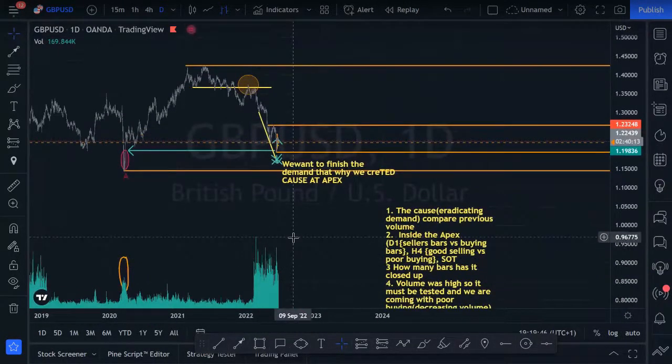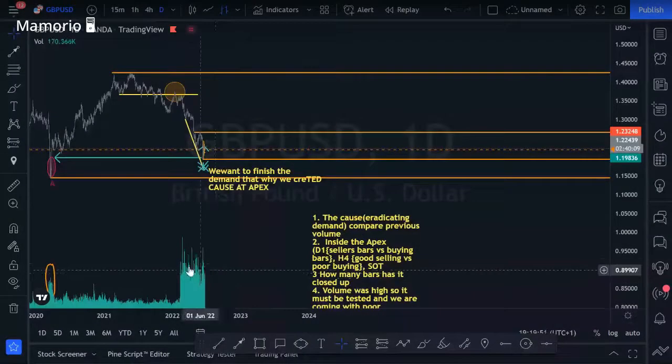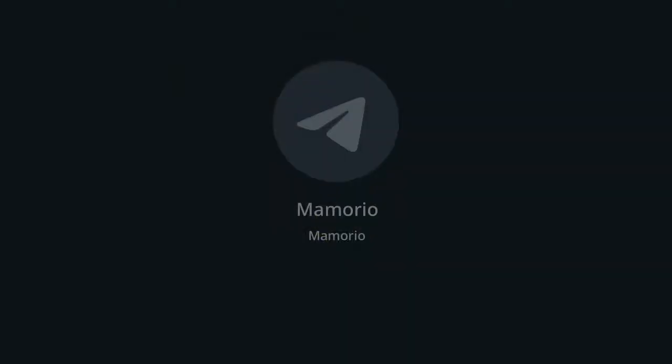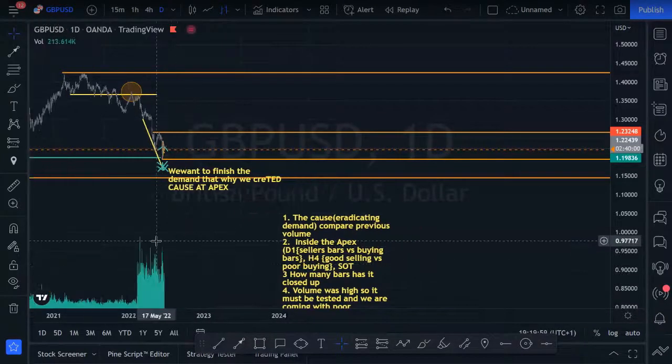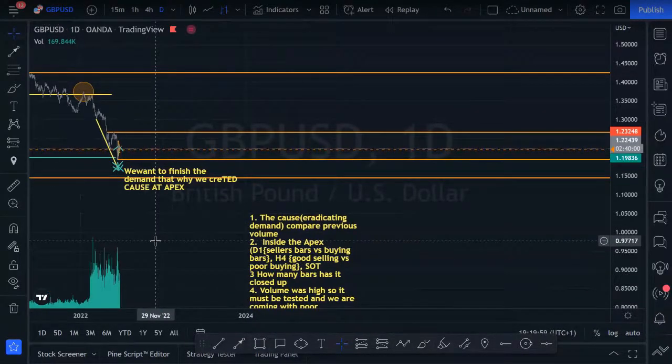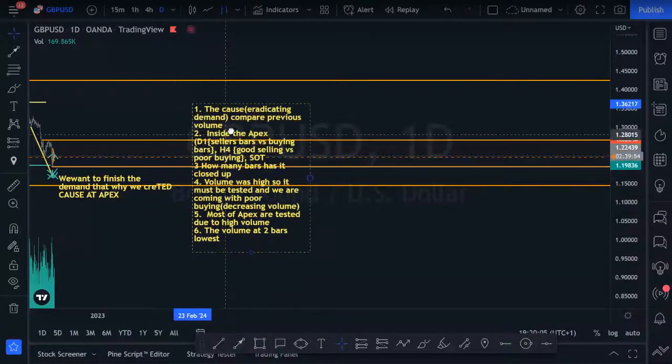Then we have swelling volume at this area. Swelling volume means volume needs to be placed. So let me take you to the points that I was.